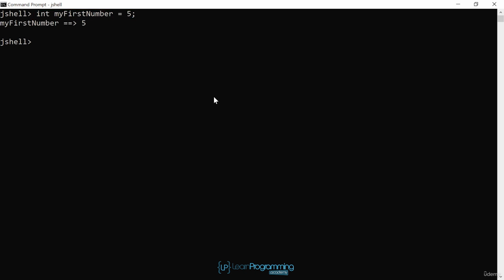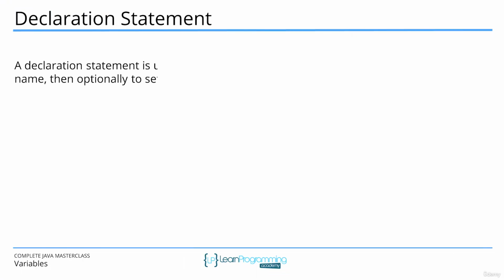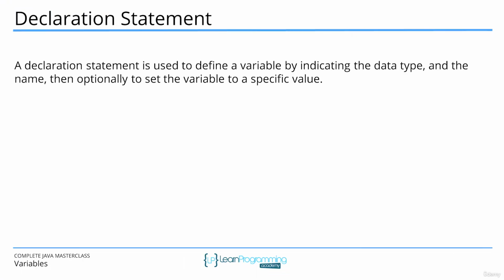We briefly discussed statements in the previous slide, describing a statement as a complete command to be executed. Here, this statement is a specific type of statement, a declaration statement. A declaration statement is used to define a variable by indicating the data type and the name, then optionally to set the variable to a value.